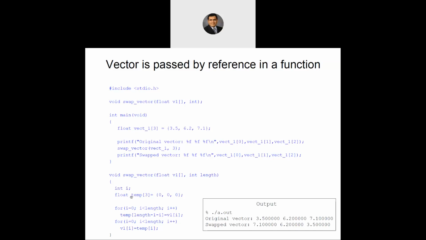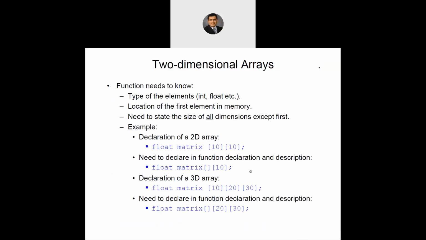Now using a temp array, I switch the values. We did the tracing of this, my dear students. Please go and look at the earlier videos which I put on Moodle, so you can see how we did the tracing. Once we swap the value using temp, we swap the values of v1. The moment you swap the value of v1, guess what happens? vec_1 is also swapped. Why? Because it's passed by reference. And then it will show you the values are swapped.